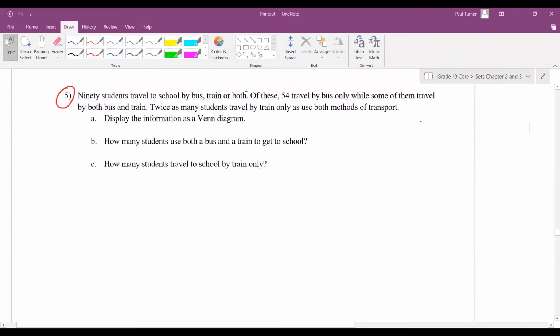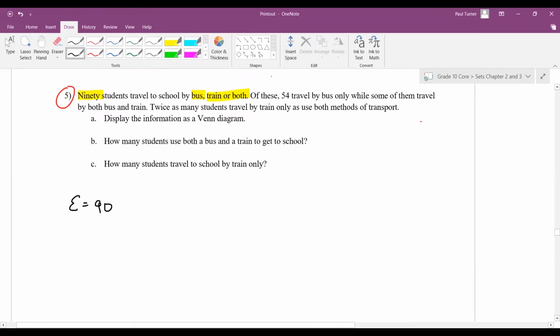Okay, so in question 5, take a look. We got 2 ways to get to school. They're going to be bus or train or both. So we're going to have 2 circles. The population is 90, that's your universe. So we can write that somewhere.